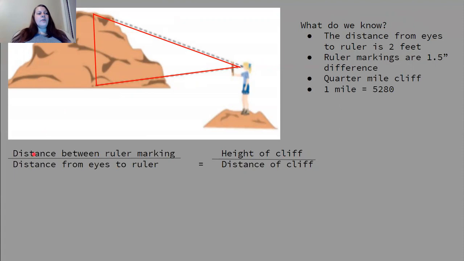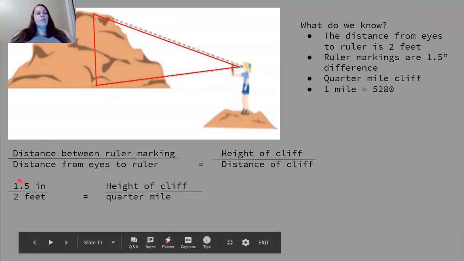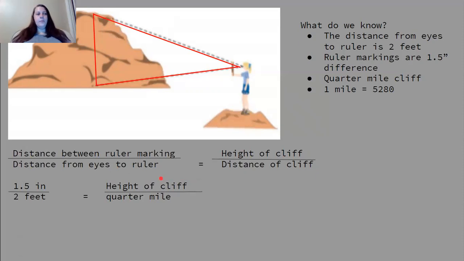So what we're going to do is the distance between the ruler markings divided by the distance from eyes to the ruler, which is also equal to the height of the cliff divided by the distance of the cliff. So we are going to take those numbers that were given to us and plug them in. We have 1.5 inches divided by 2 feet, which is equal to the height of the cliff divided by 1/4 mile. Now we don't have the height of the cliff. That's what we are wanting to figure out.